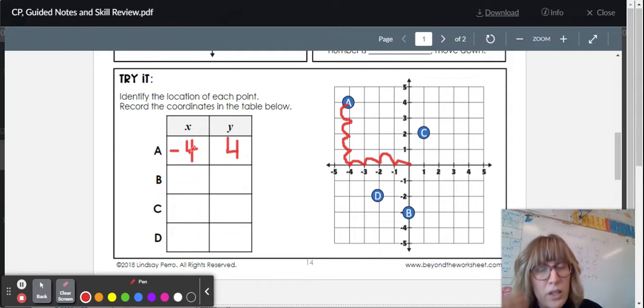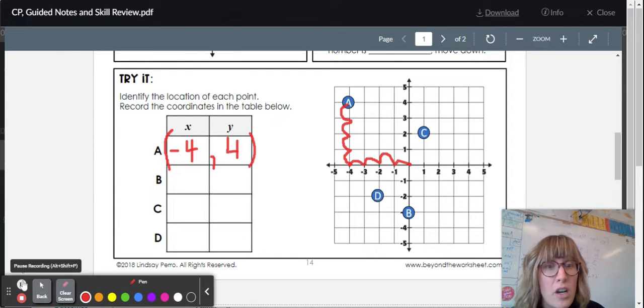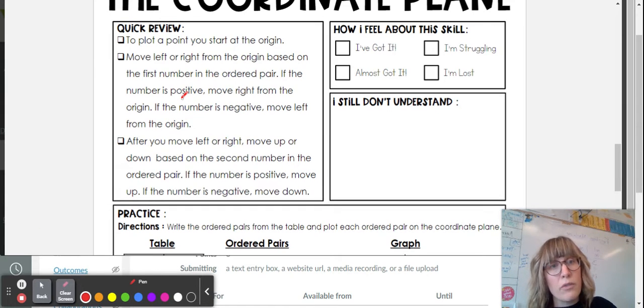So the coordinates are -4, 4, and a more specific way to write them as an ordered pair would be to put a comma between them and then these little parentheses. It's sort of like if this is an address, right? It's like the little house that it's living in. So you can go ahead and find the ordered pairs of each of these other points here. And then you can move into this skills review.